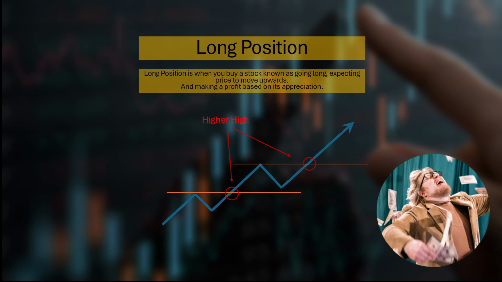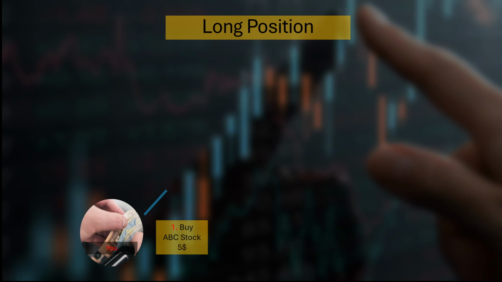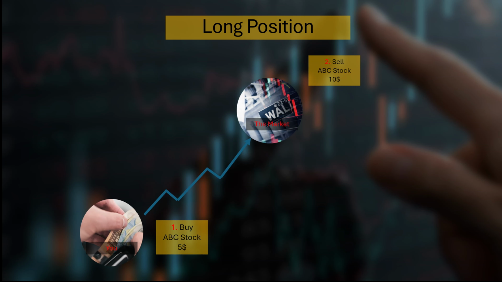And it's very important to look at the high trend, so you don't miss the trend. If we buy a stock at $5 and sell that at $10, you make a profit of $5. An easy way to trade. And this is a simple explanation about the long position.